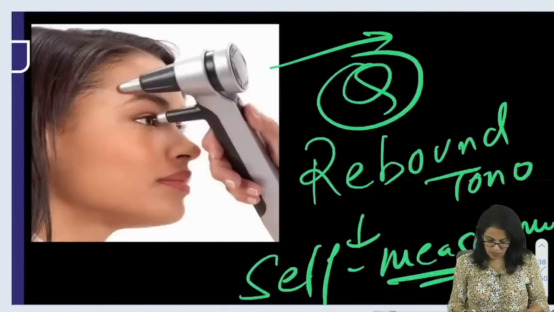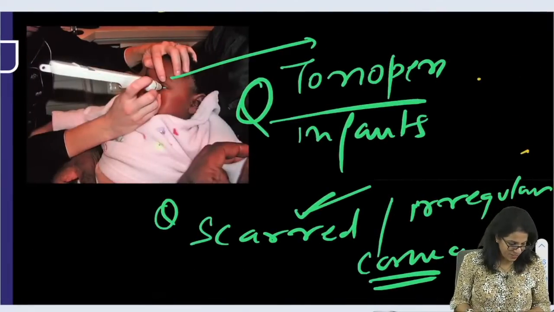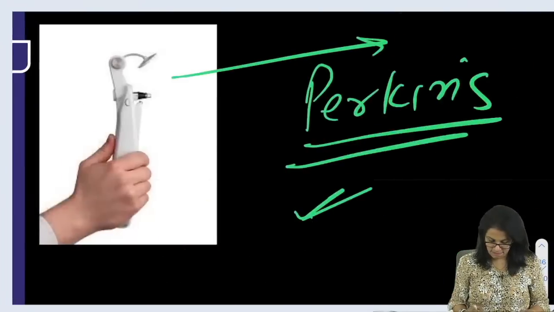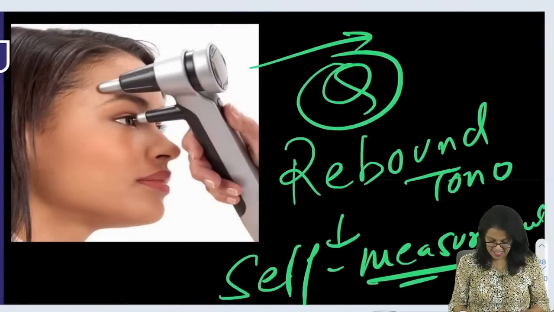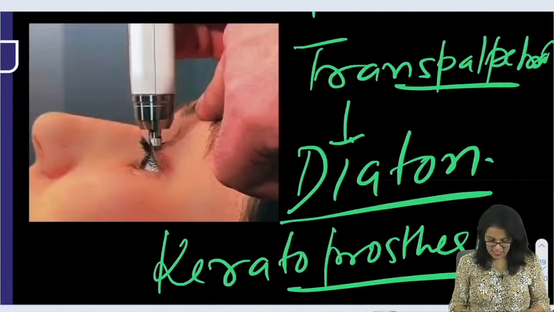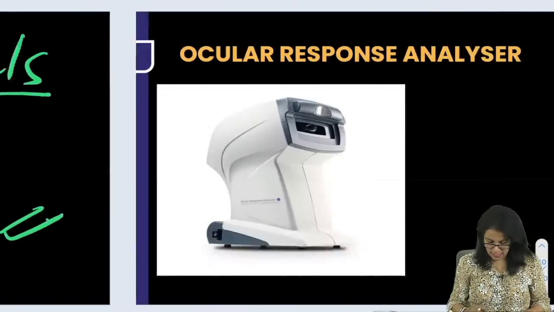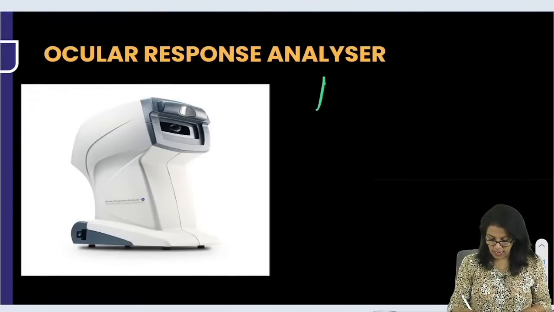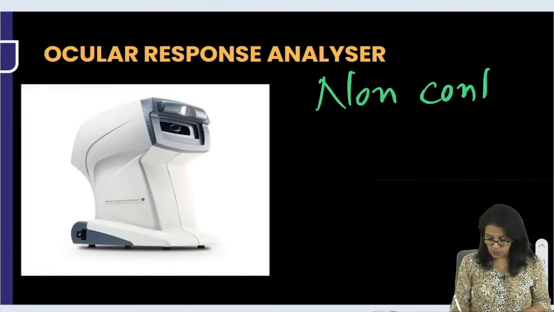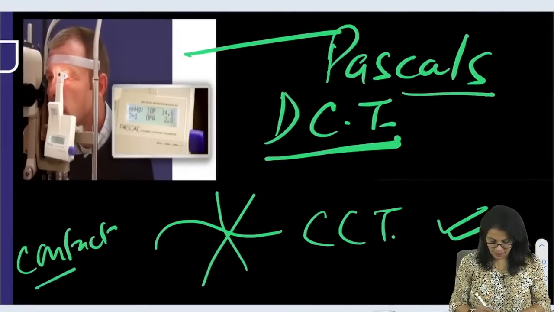Okay, you want to see all photos of tonometer? Very quickly for you all. Ye lo Nitish, ye ho gaya aapka tono pen. This was your Perkins, right? This was your rebound. This is transpalpebral Diaton, and this is Pascal's. And what is this? We haven't come to this one. Ocular response analyzer is a non-contact latest one. Pascal was contact type latest one. Please remember.